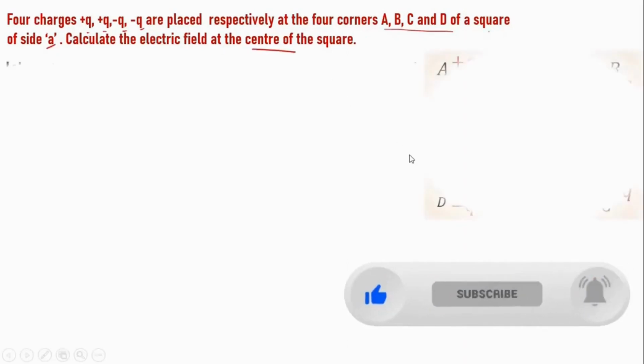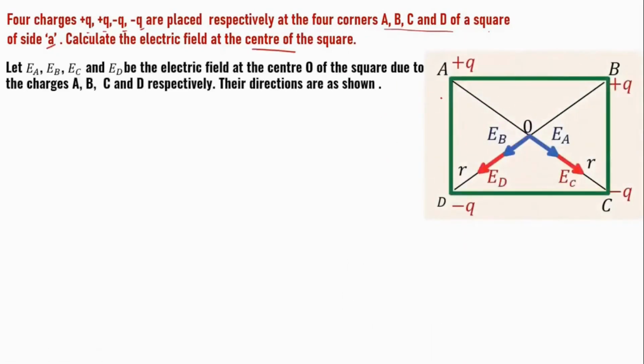Now let us see how we can depict the given situation. Here A, B, C, D are placed at the corners of a square. Now plus Q and plus Q are placed at A and B respectively. Similarly, minus Q and minus Q are placed at D and C respectively. I think this will be clear to you. Now, O is the center of this square where we want to compute the net electric field. Now, let us see step by step.